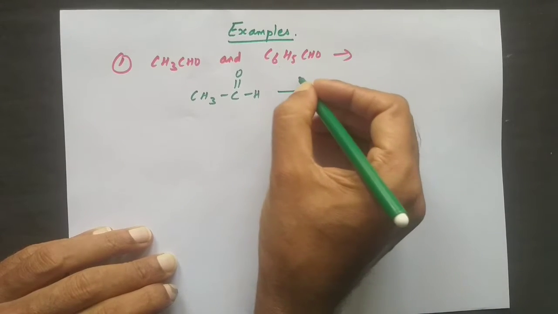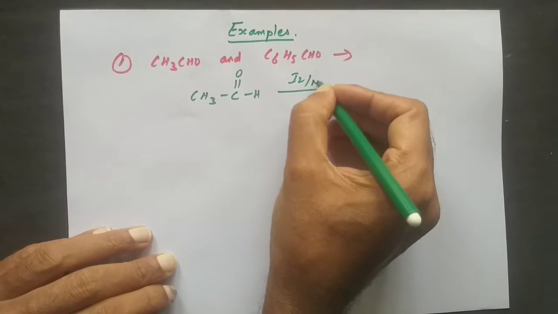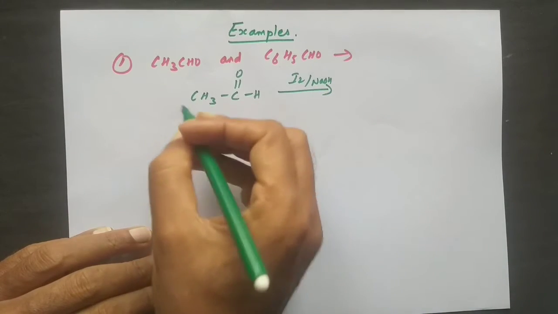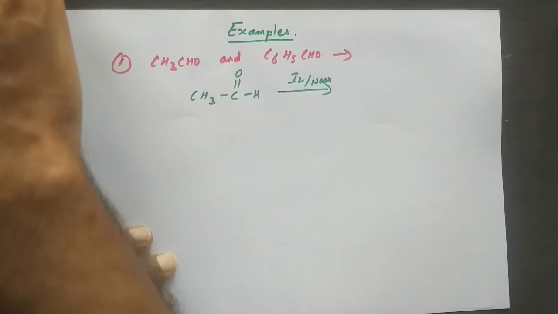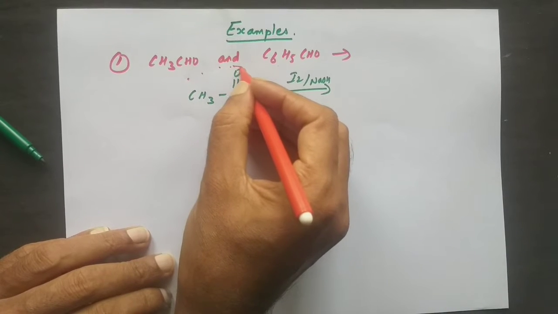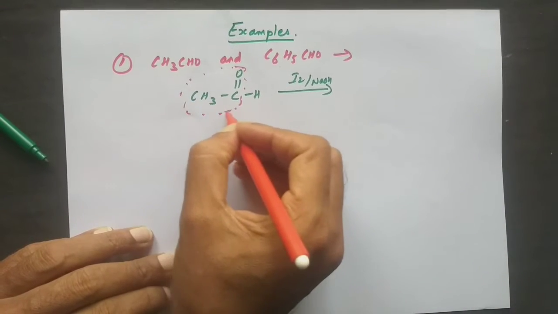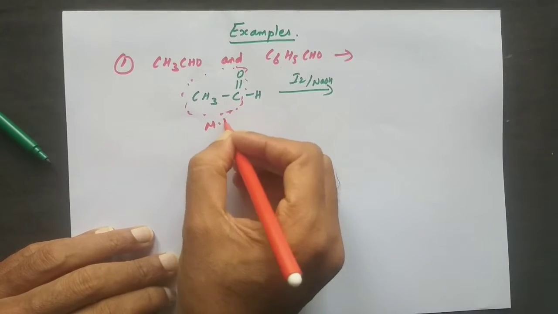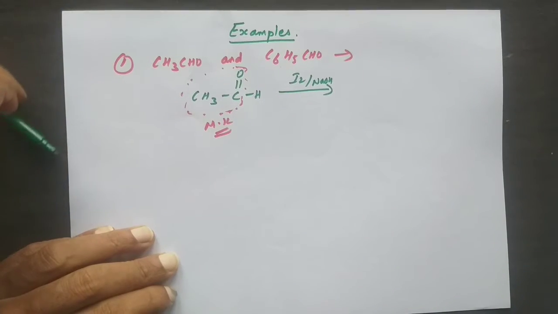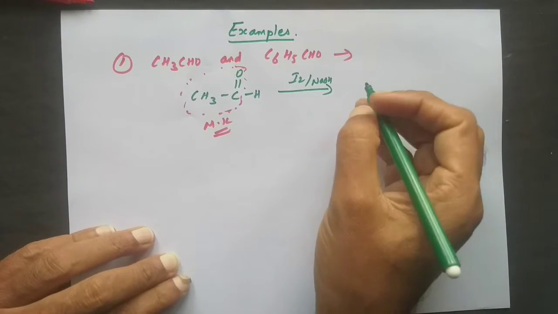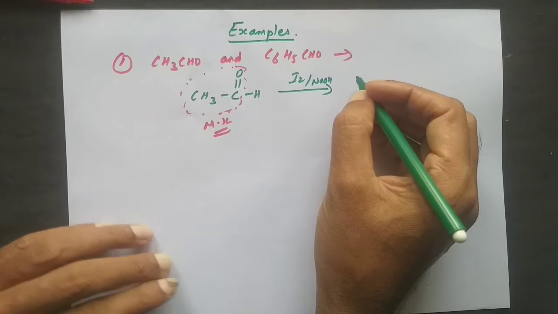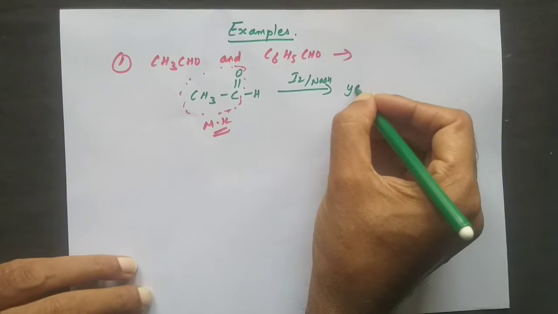So when you add I2 and the NaOH, it will undergo iodoform test because we got this group. The methyl ketone group is present here. So we got the methyl ketone group here. So this will undergo haloform reaction. So it will give positive iodoform test. You will get a yellow precipitate.